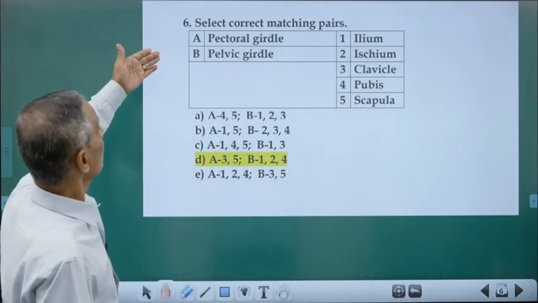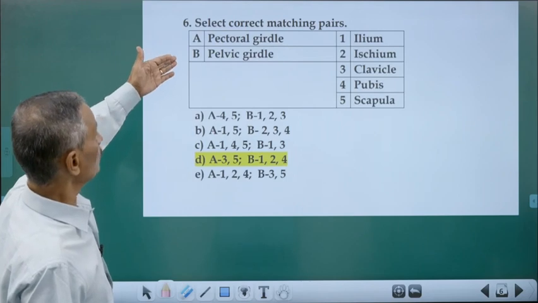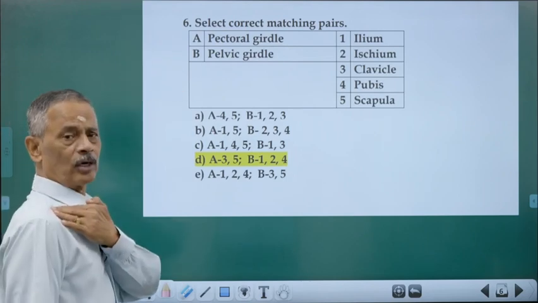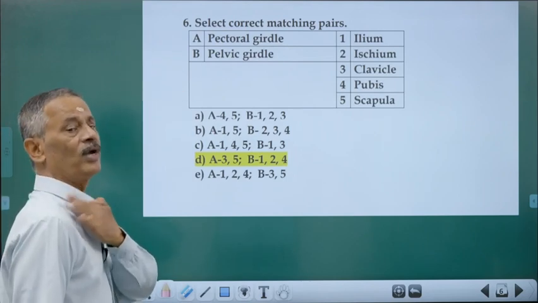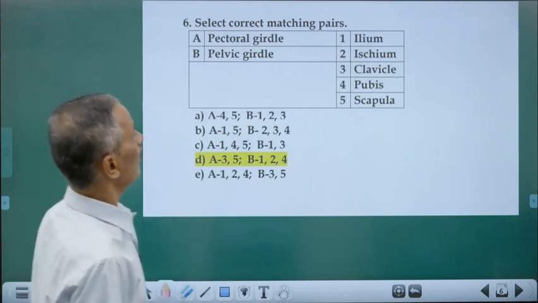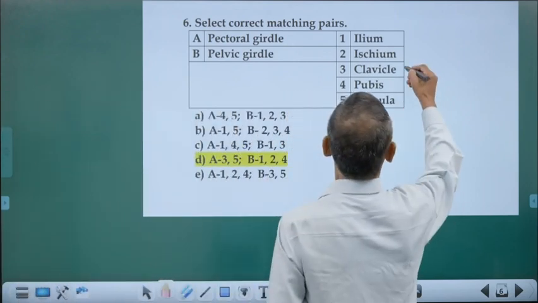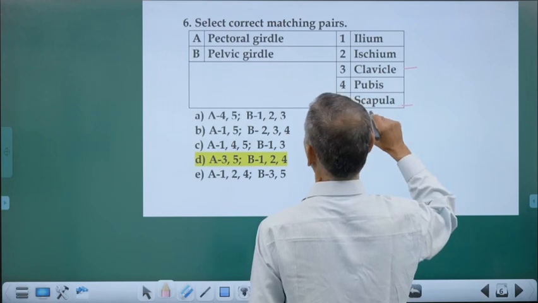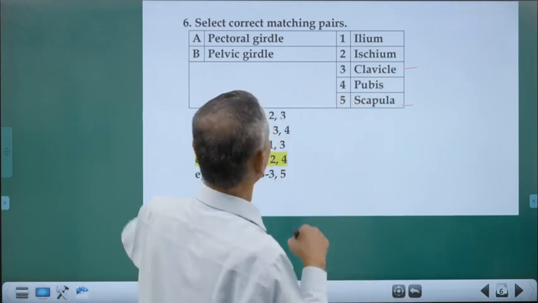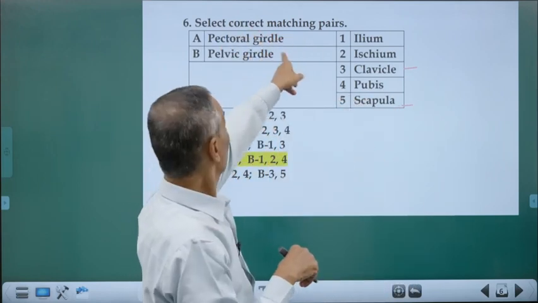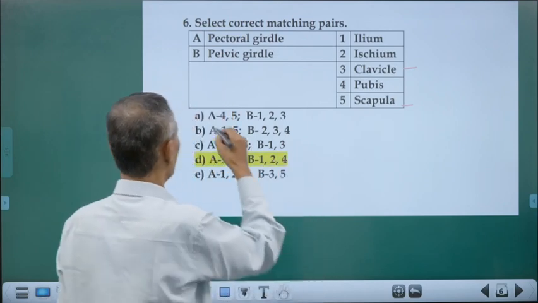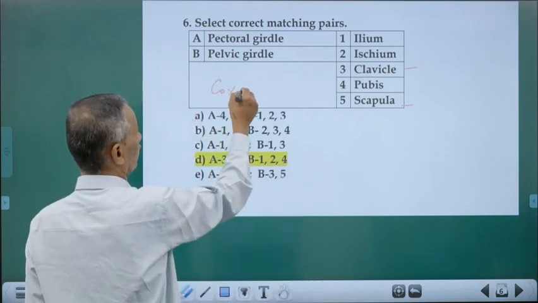Now, pectoral girdle. What are the bones of the pectoral girdle? Our pectoral girdle has a pair of clavicles and scapulae. So, 3 and 5. A will be 3 and 5. And the pelvic girdle is made up of a coxa bone on either side.